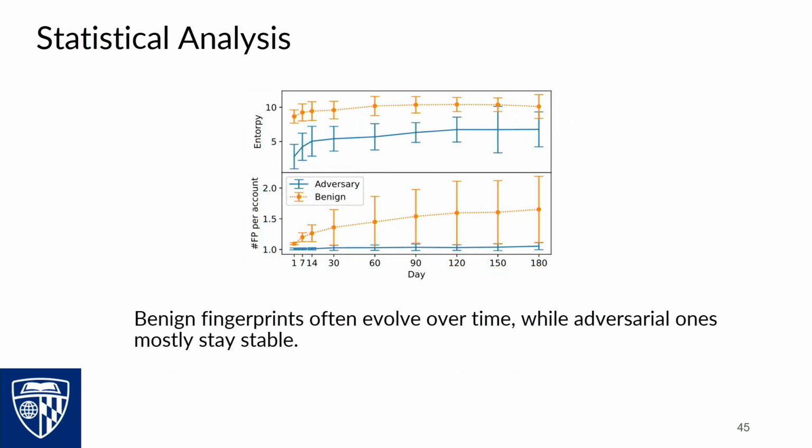Another is that benign fingerprints often evolve over time. For example, a normal user in six months will update their browser from maybe Chrome 108 to 109. But adversary ones mostly stay stable. Like what we talked about in the credential stuffing case, the attacker links the fake browser fingerprint and the account at the first time. It means the adversary browser fingerprint will not change.